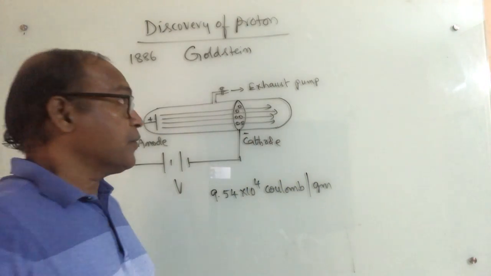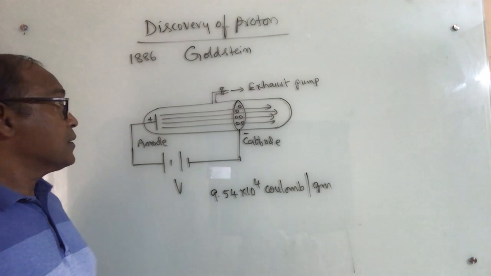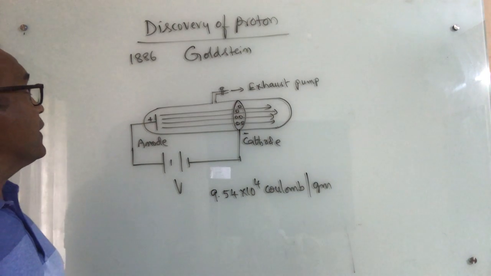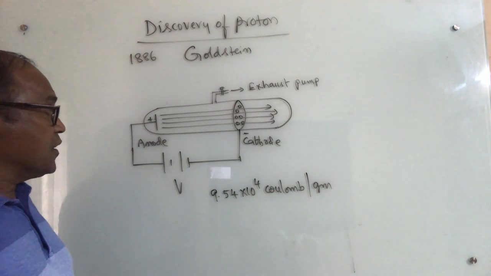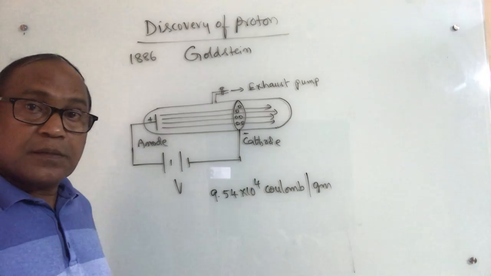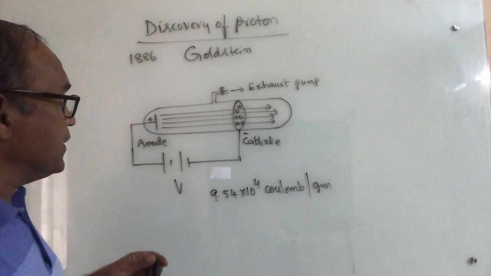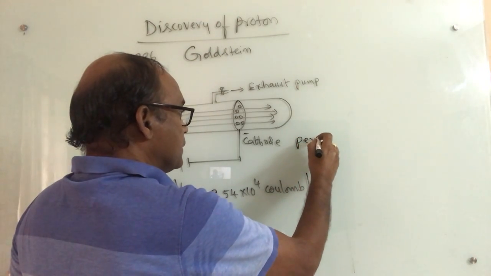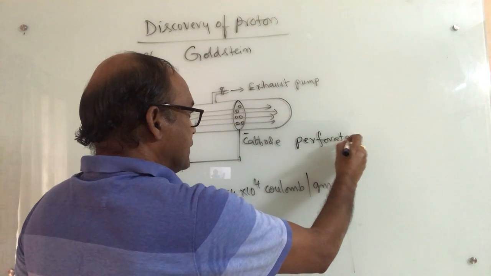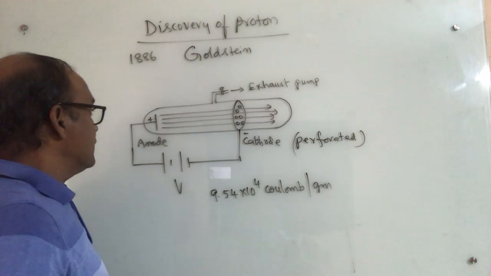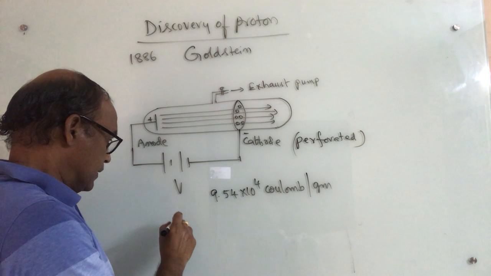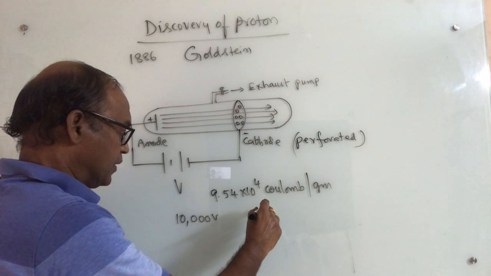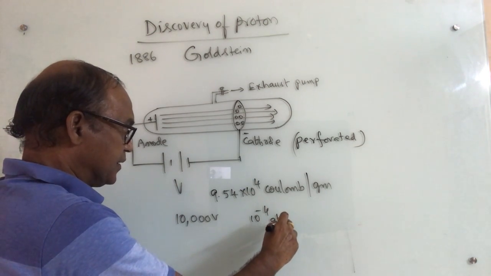Students, today I am going to discuss the discovery of the proton, which was made by Goldstein in 1886. The same discharge tube is used, but the mode of experiment is different. Somewhat it is modified, and this is the perforated cathode, and a high voltage like 10,000 volts is applied, and the pressure is reduced to 10 power minus 4 atmospheres.